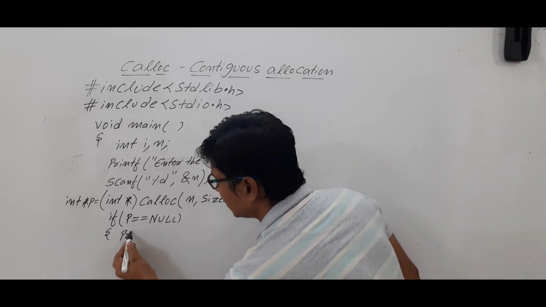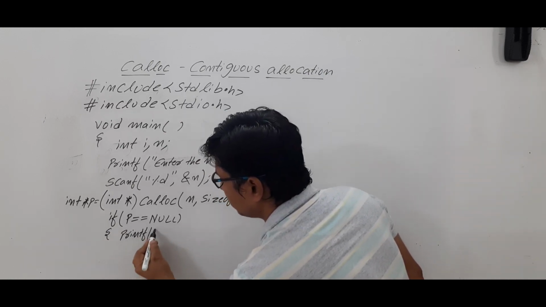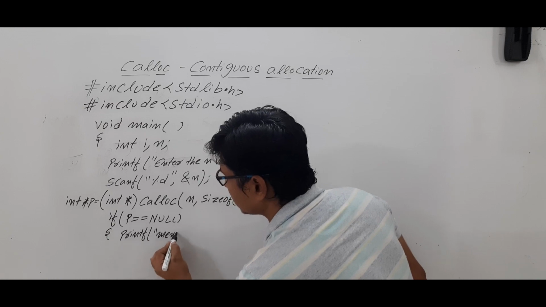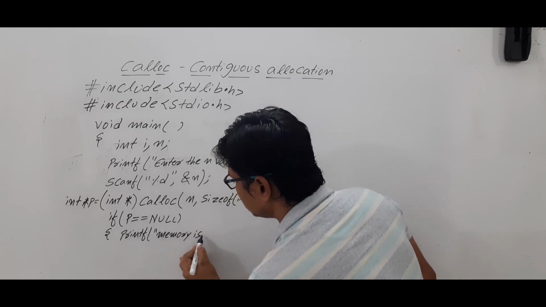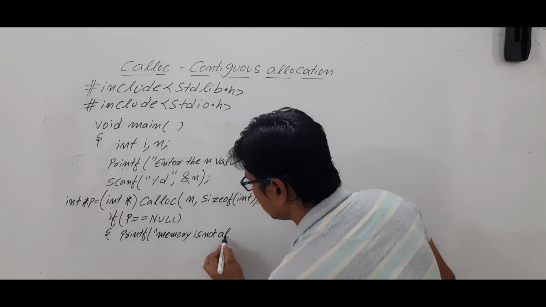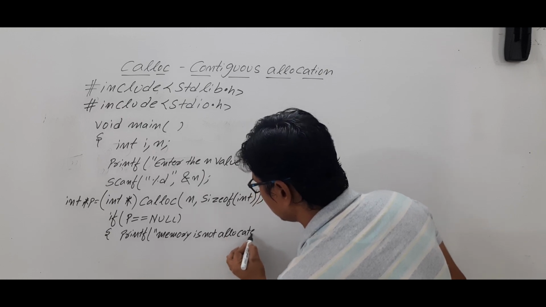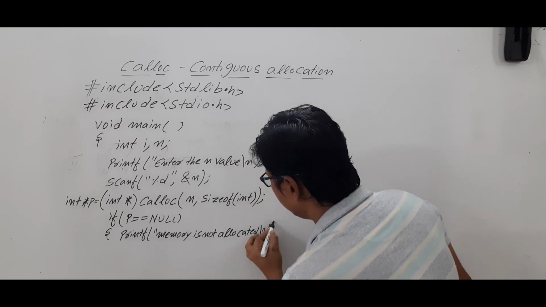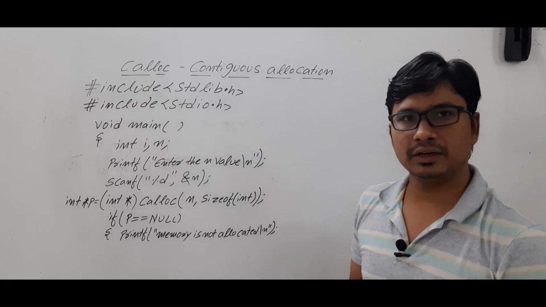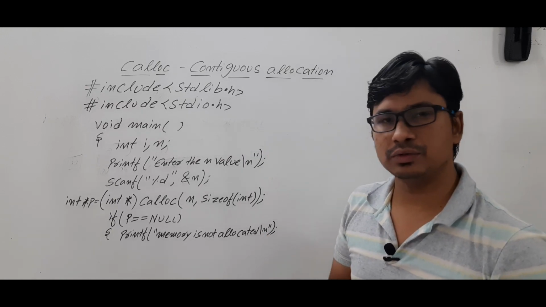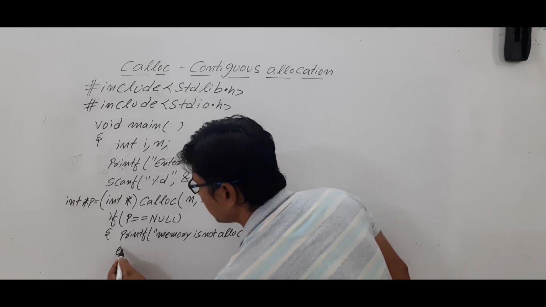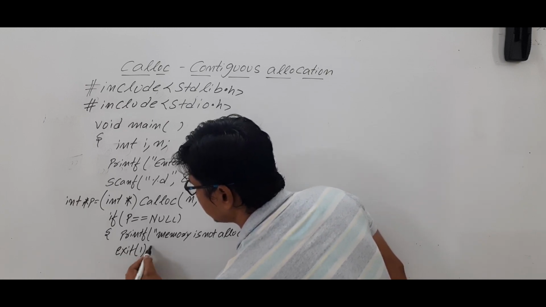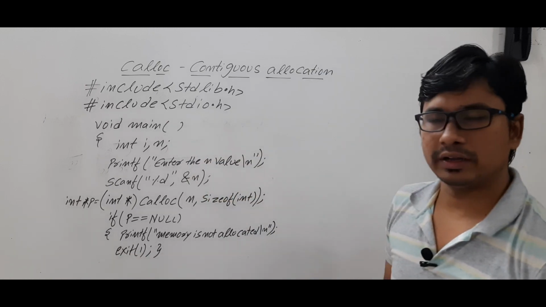Then you have to write printf "memory is not allocated". If the memory itself is not allocated, how can you store the elements or do some operations on them? So you have to exit from the program. So you are using a function called exit.